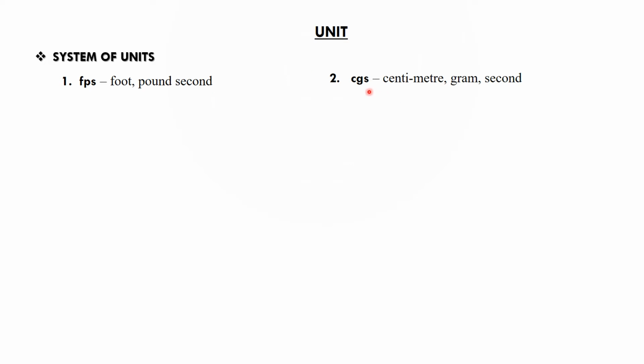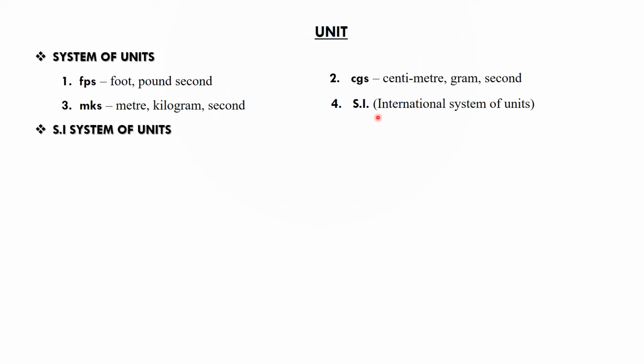Continuing on unit, the system of units. So there are four systems of units. The first one is called FPS, foot pound second. Second one is CGS, centimeter gram second. Third one is MKS, meter kilogram second. And the fourth one is called SI, which is the International System of Units. You must be confused with MKS and SI. I will explain the details.